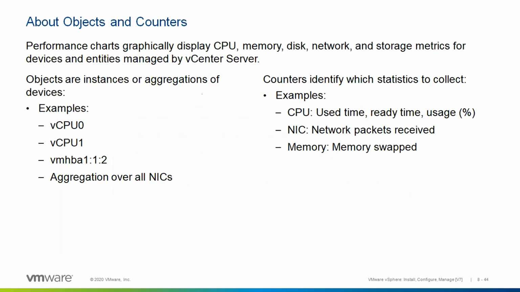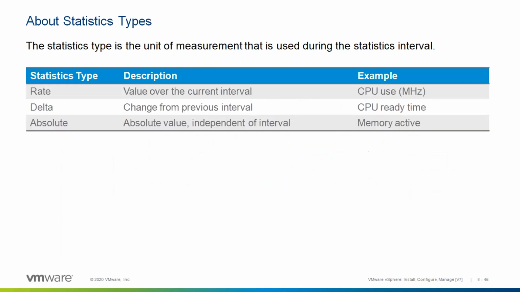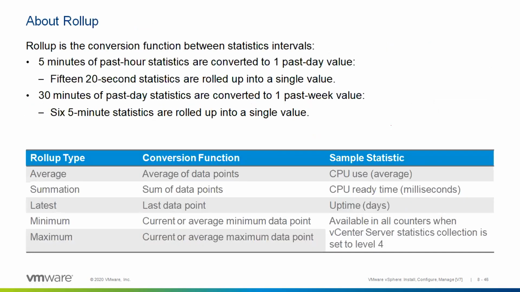Like from the NIC perspective, the CPU perspective, vCPU 0, vCPU 1, these are your vCPU cores normally. All right. So rate means what CPU is being used, CPU ready time, delta, absolute is active memory. So these are again some statistic types and their examples, what we are getting from selecting a particular parameter. Okay. About rollup, again it's the same example: average value, sum, latest, minimum, maximum. These are your chart characteristic values. Then you can select.